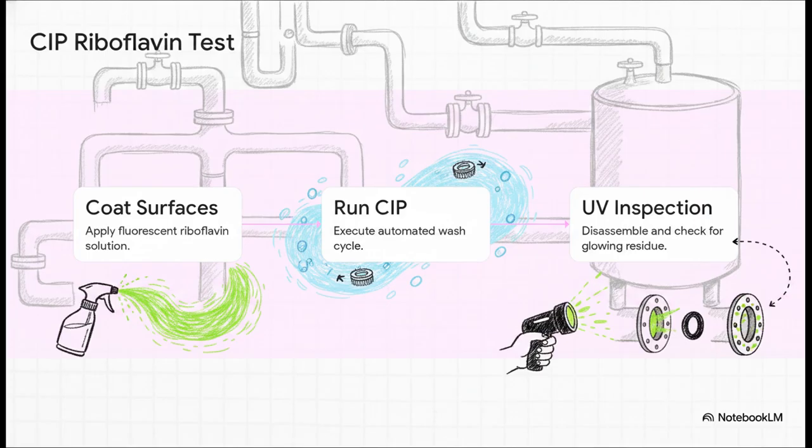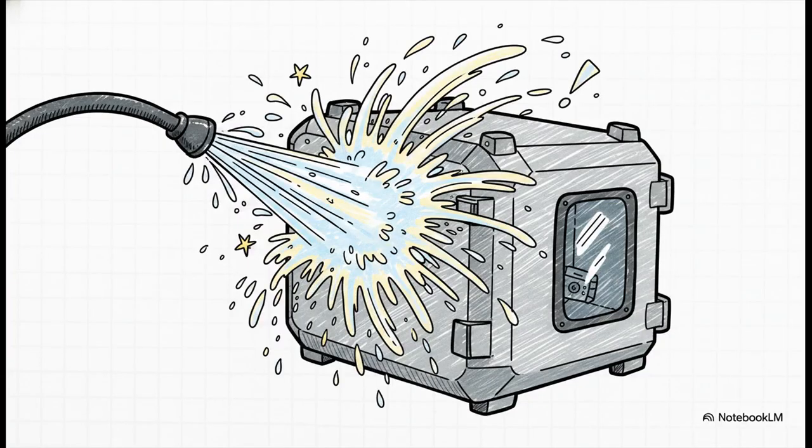Step 1. You coat all internal surfaces with a highly fluorescent riboflavin solution, basically vitamin B2. Step 2. You run your automated CIP wash cycle. And Step 3. You completely disassemble the equipment and inspect every square inch with a UV blacklight. A truly sanitary design will leave absolutely zero glowing residue, none, even deep inside those O-ring grooves and behind the seals.